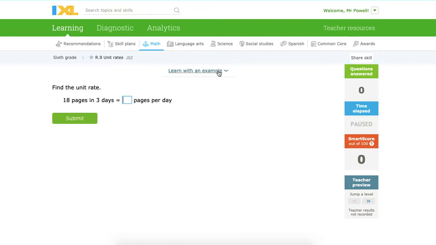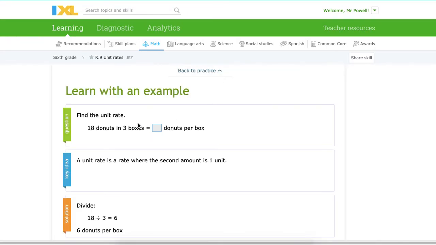We're going to start by learn by example. Remember, the first one will always have this learn by example. It talks a little bit about what a unit rate is, and what we do. So here's our example: find the unit rate, 18 donuts in 3 boxes. They want to know how many donuts per box. When we talk about a unit rate, it's donuts per box. It's down to one thing. They give our definition of a unit rate here.